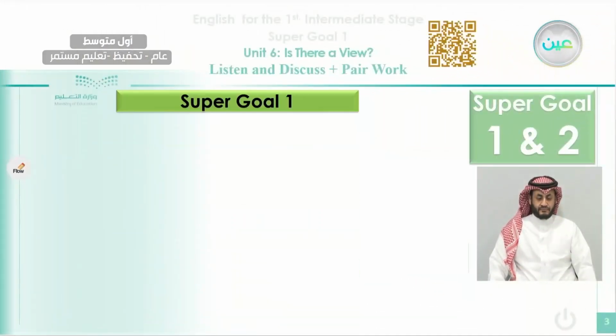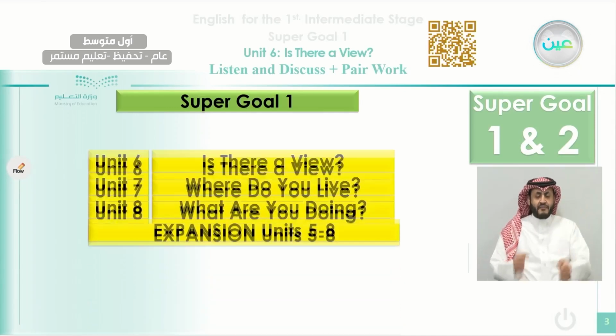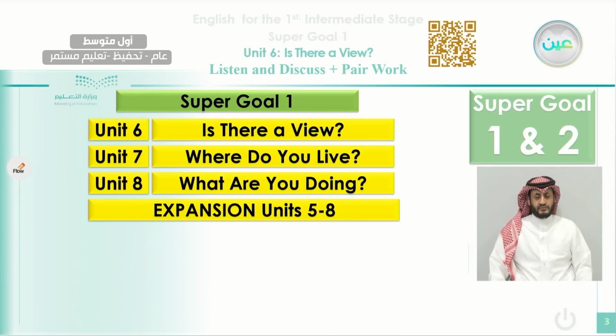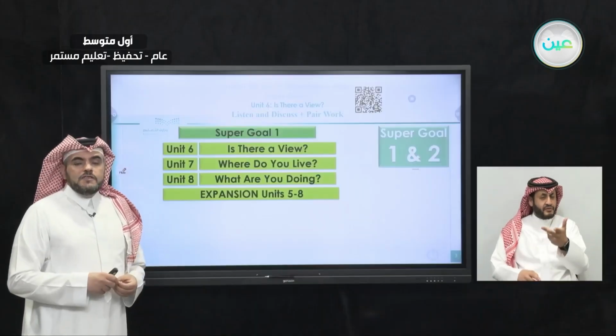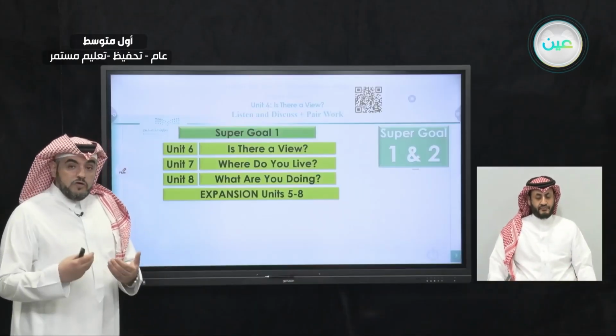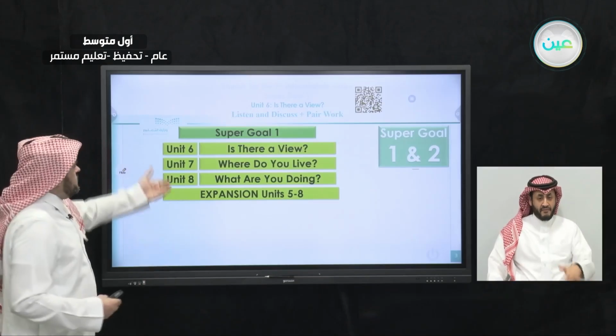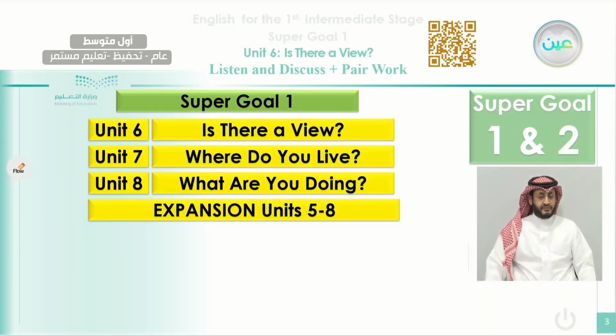Okay, before we start, let's introduce the book that you started in the previous semester, that is Super Goal 1. What are the units that you are going to study in this semester? You're going to study 6 units. We will start with unit 6 from Super Goal 1. That is, There Is a View. That is the title of this unit.